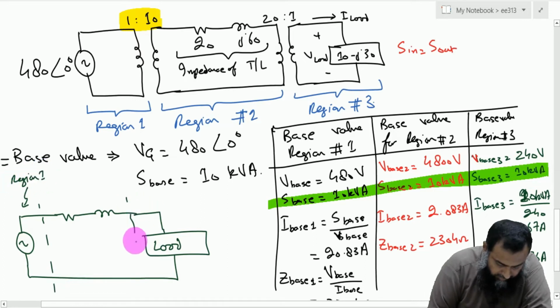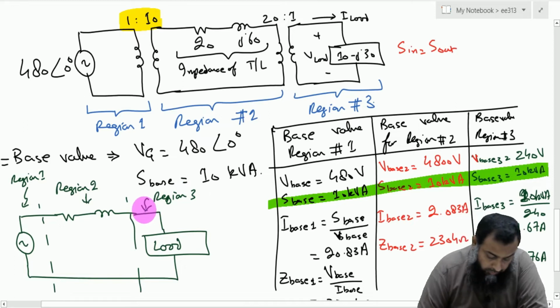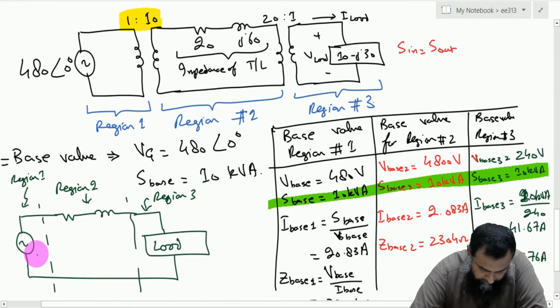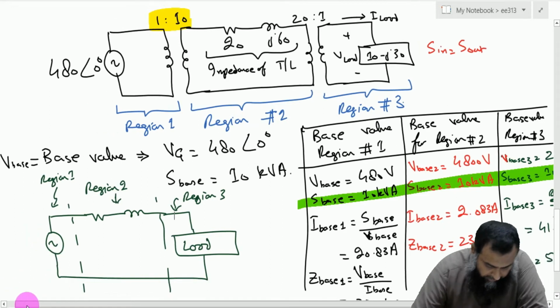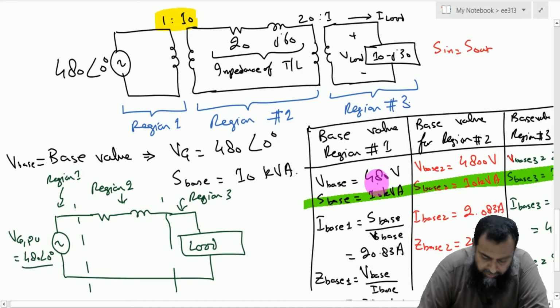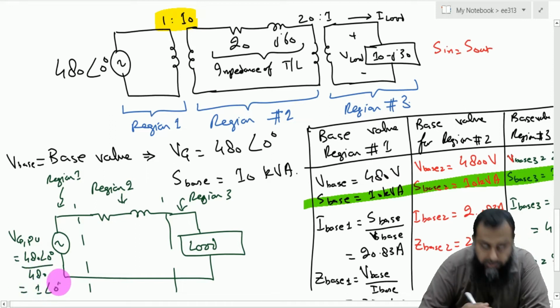For this part, this is region number 2, and region number 3 is this particular part, right? So, what is the value of this Vg now? This Vg in per unit is equal to 480 at an angle of 0 divided by the base value for region number 1, which is 480 volt. So, if I divide it, I get 1 at an angle of 0.